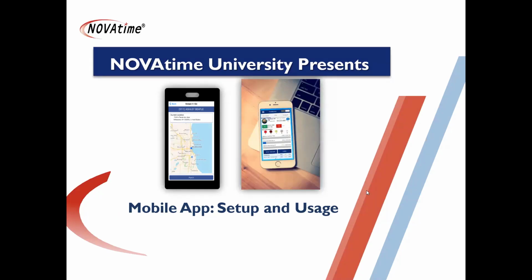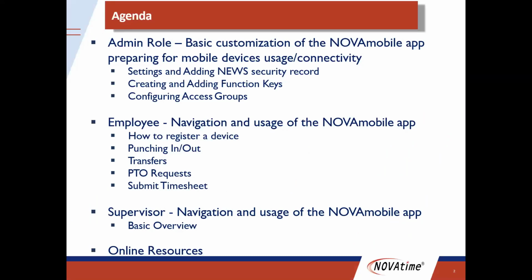In today's session, we're going to cover the NOVAtime app. The agenda for today will be looking at the admin role and basic customization of the NOVAtime app, the settings and adding a news record, creating and adding function keys, configuring access groups. Next, we'll look at the employee experience from the app, how to register a device, punching in and out, job transfers or location transfers, PTO requests, submitting timesheets. We're going to then look at the supervisor, navigation, usage, just a basic overview. And lastly, we'll look at the online resources we have available.